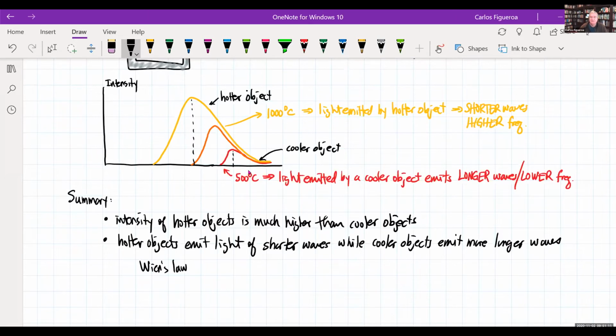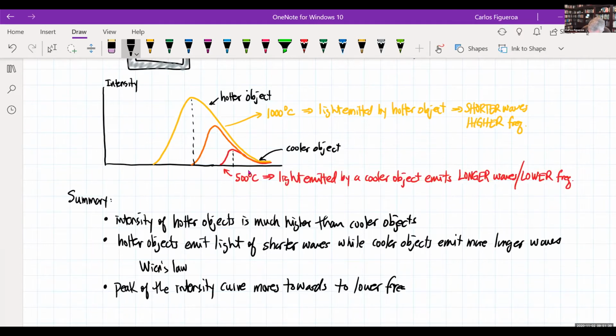And Wien's law is essentially telling you exactly what you're seeing right here. The key thing here is that the peak of the intensity curve moves towards the higher frequency region. So that means we're moving to shorter waves this way. If I increase the intensity, the peak of the wave is going to the left.